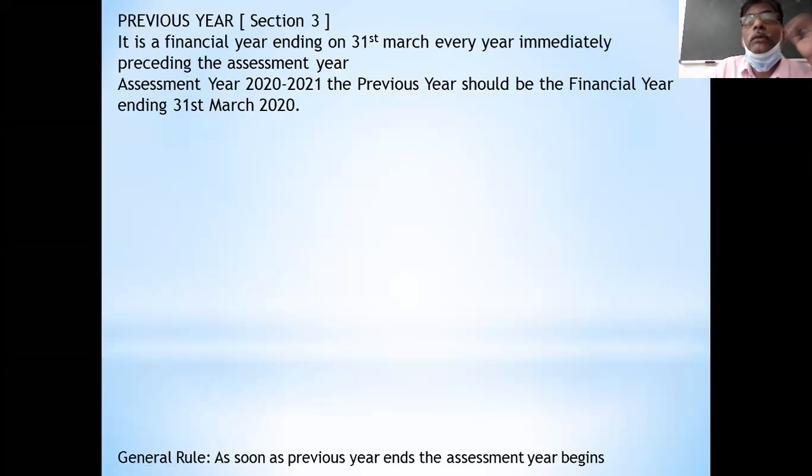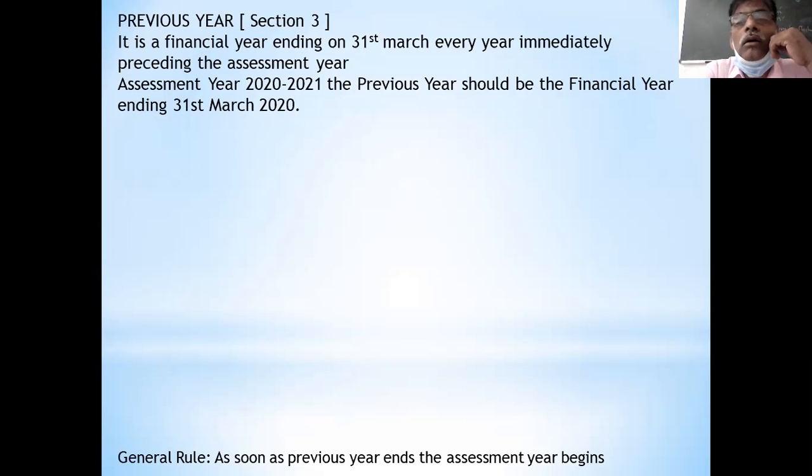What is previous year? Previous year is a financial year. Financial year means the financial year of the government commencing on 1st April every year, ending on 31st March of next year. That is called the financial year. This is a financial year ending on 31st March. It may start on 1st April or it may start in the middle of the financial year. It is the financial year of the central government ending on 31st March.